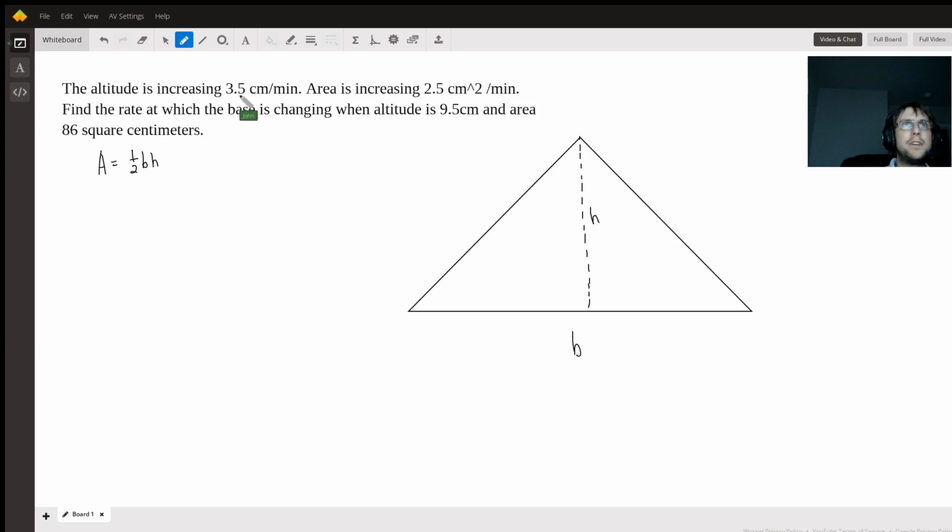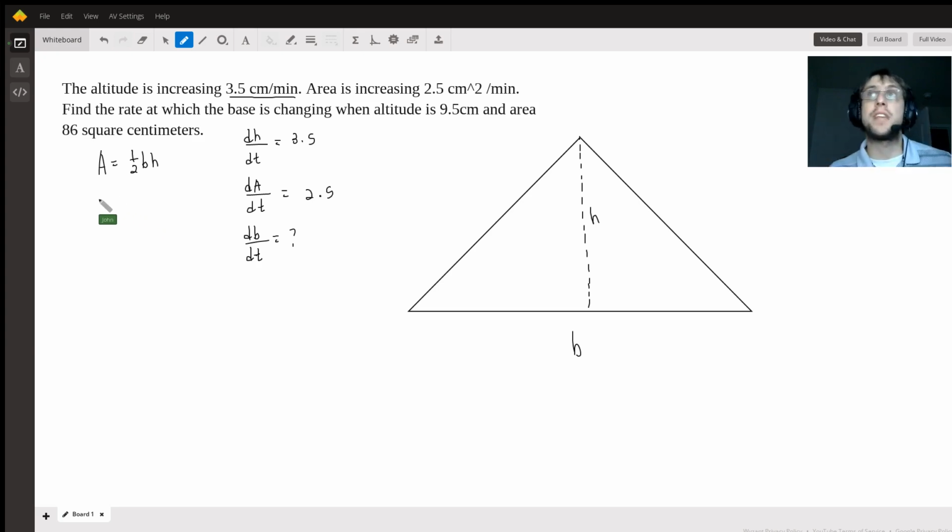So the altitude is increasing. This is a rate, so that tells me dH/dt is equal to 3.5, and dA/dt is 2.5. Find the rate at which the base is changing. I always like to write out what variable I am actually solving for. So dB/dt is what I want here. My final answer better have a dB/dt in it.